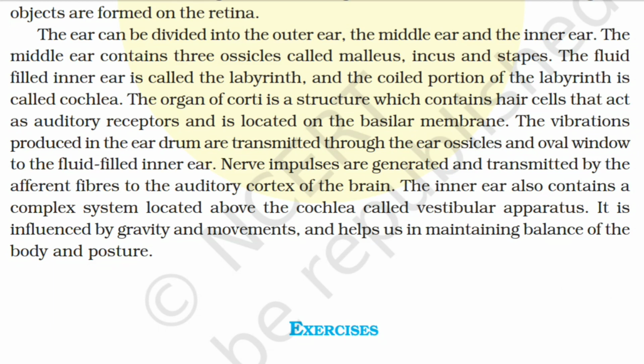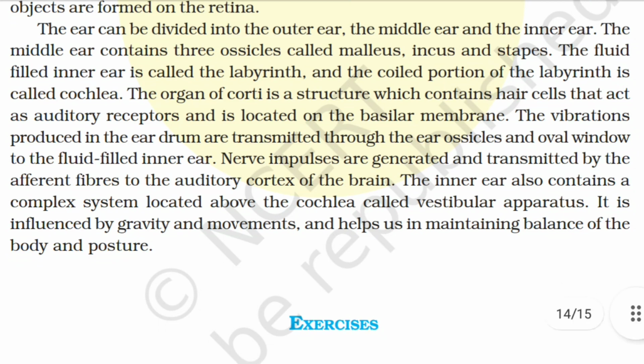The vibrations produced in the eardrum are transmitted through the ear ossicles and oval window to the fluid-filled inner ear. Nerve impulses are generated and transmitted by the afferent fibers to the auditory cortex of the brain. The inner ear also contains a complex system located above the cochlea called vestibular apparatus. It is influenced by gravity and movements and helps us in maintaining balance of body and posture.